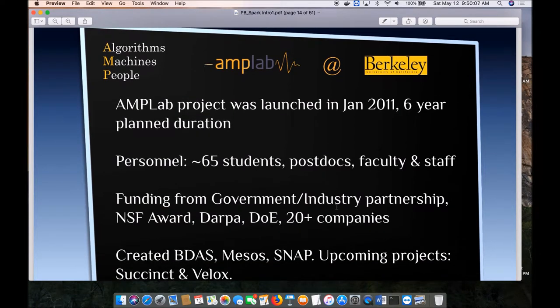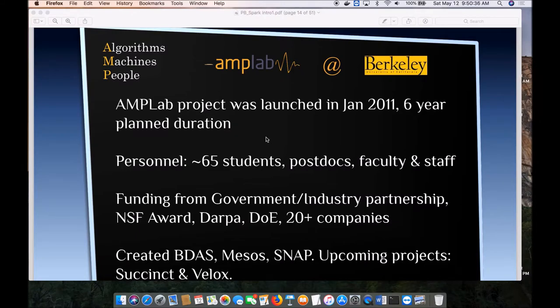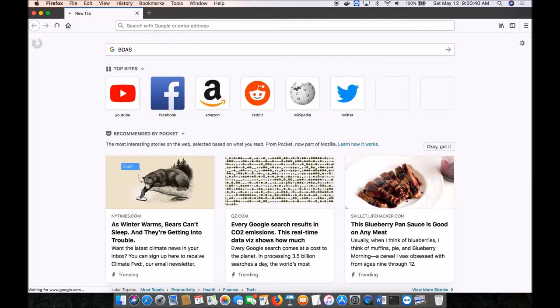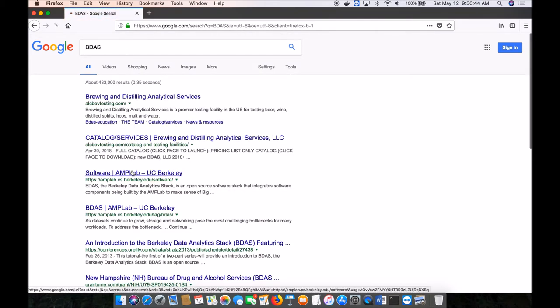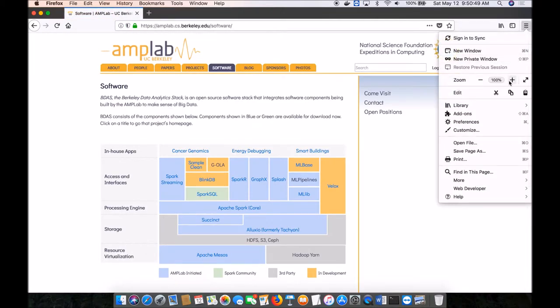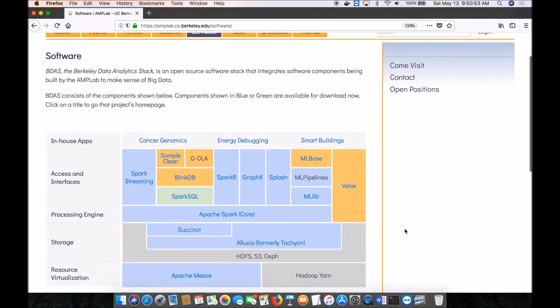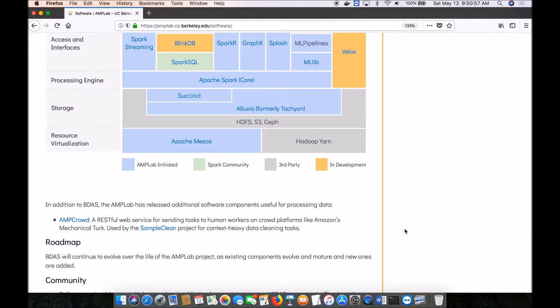The team that created Spark is called AMP Lab. Nice full form for AMP: Algorithms, Machines, and People. It's in Berkeley, 2011. 65 students, as I mentioned, and they got funding from 20-plus companies and created BDAS, the Berkeley Data Analytics Stack. Spark is the core component of BDAS. You can just go to Google and type BDAS, then press enter, and you will see the AMP Lab, UC Berkeley software, that initial diagram. Always watch it every week so you know what is there and what is coming in. You will see Apache Spark as one of the very core components in which the whole ecosystem resides. This is the Berkeley Data Analytics Stack.